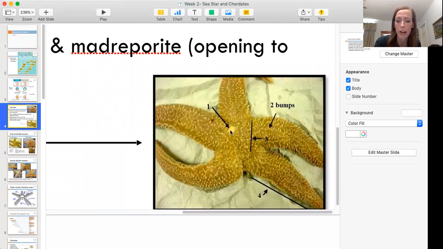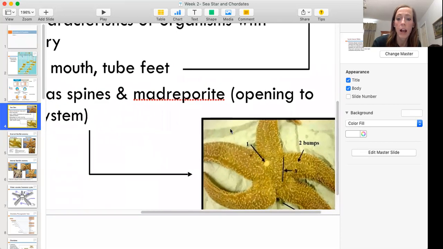When you come to lab next week, we're going to have these organisms for you. This is the madreporite. It is the entrance to the water vascular system for the sea star. So water is able to enter here, and then it will travel through different tubes and passages and help with several different functions, one of which is movement, another is respiration. So that is the entrance, which you'll see.